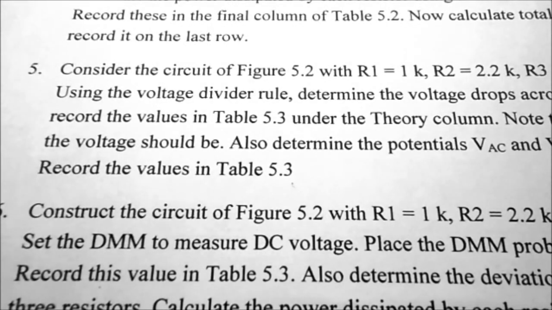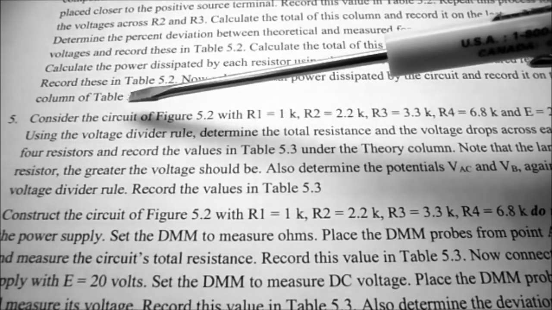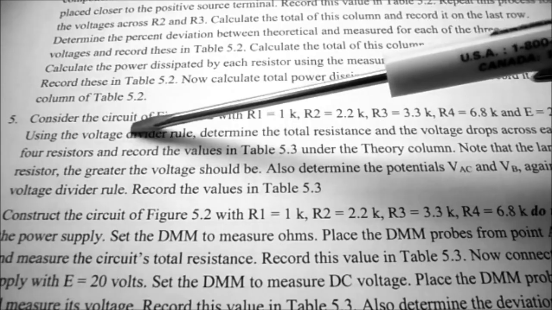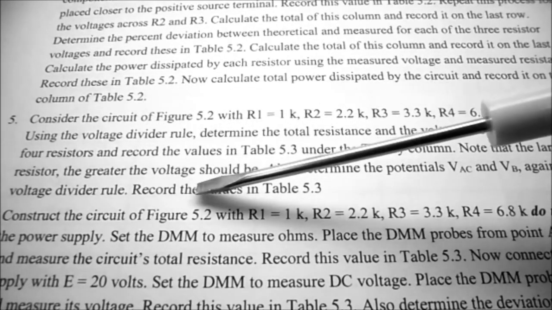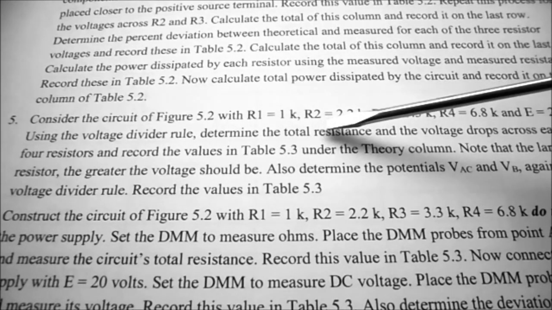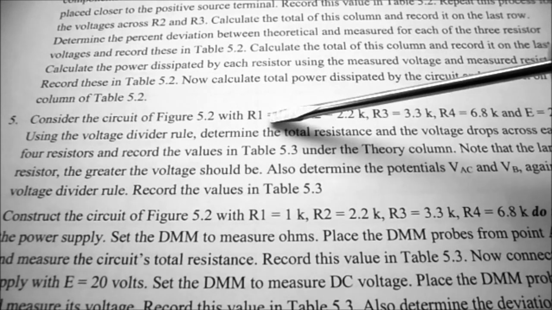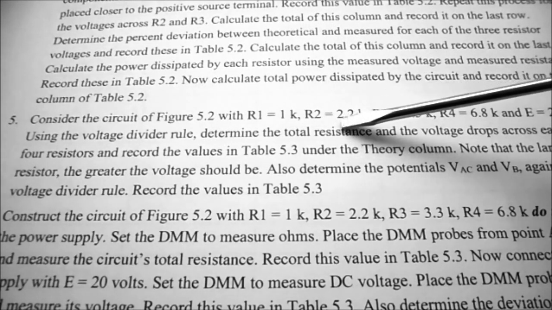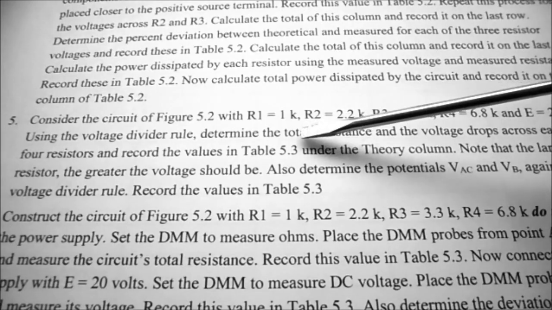So under the procedure step 5, we're now going to move on to figure 5.2, which is going to be our second circuit. They want us to do all the calculations using the voltage divider rule, and we're to record all these in table 5.3. So on step 5 of the procedure, I've modified it from its original format. We have to calculate the total resistance before we can use the voltage divider rule, so I've said in here to determine the total resistance of the circuit, and we're going to record that in table 5.3.